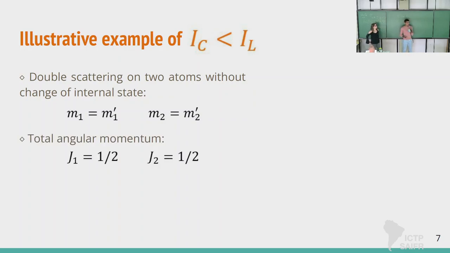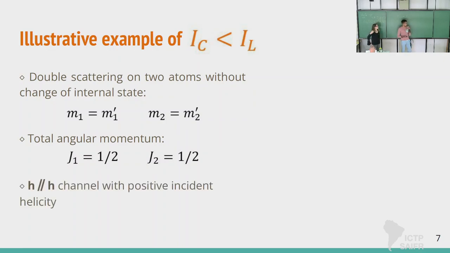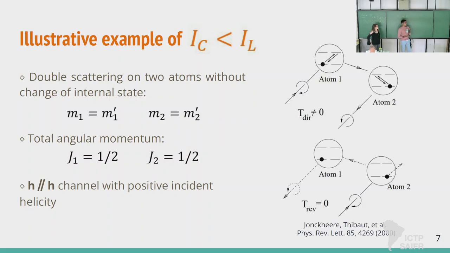We're considering a situation where the total angular momentum from the two atoms is 1/2, both before and after the scattering. So we should also have J prime 1 and J prime 2 equal to 1/2. And we're gonna be looking at the parallel circular polarization channel with positive incident helicity. This is an image taken from the article we're representing. It shows both situations, the direct path and the reversed path.